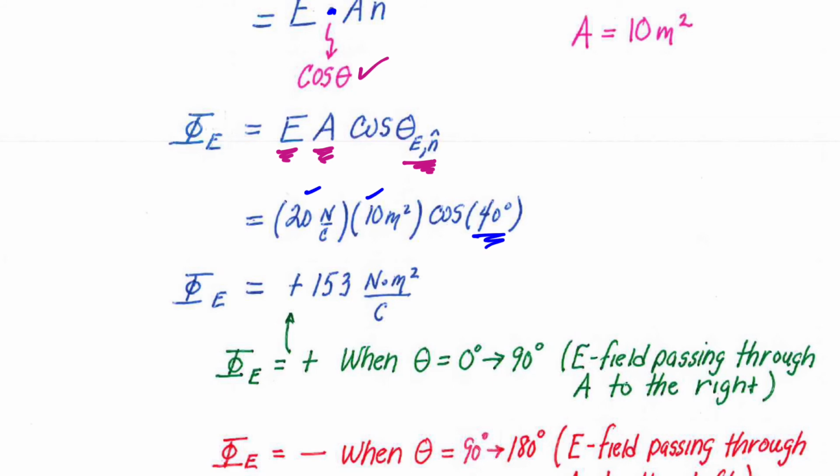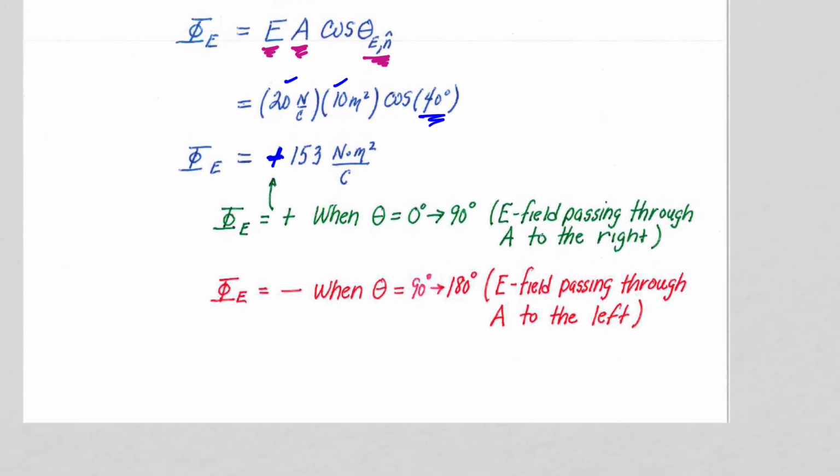And notice cosine of 40 degrees, it isn't just a number, it's going to be positive. So cosine can be positive or negative. It'll be negative when we go from 90 to 180, and we're going to get that into our notes so that the flux is positively valued when the electric field passes in the same direction as the n hat vector. It'll be negative when the electric field, the flux part, the E perpendicular part, opposes the direction of the n hat vector, and that's where we get our negative.